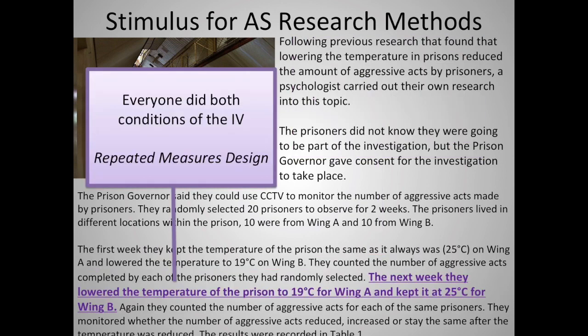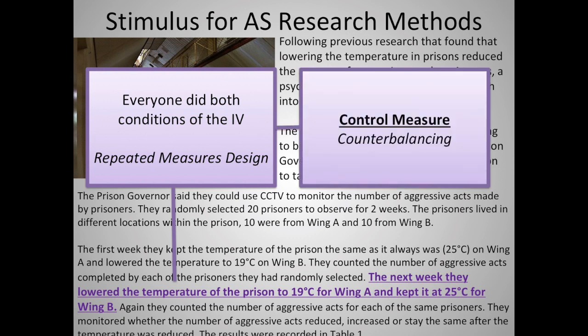Then I would underline where it says the next week they lowered the temperature of the prison to 19 degrees C for wing A and kept it at 25 degrees C for wing B, because this is telling me that everybody has experienced both conditions of the IV. And that means we know our experimental design, which would be repeated measures design. We can also see the control measure here of counterbalancing. So counterbalancing is where one group does condition A followed by condition B, and the other group does condition B followed by condition A, and that counterbalancing will control for the order effects of boredom, practice, and fatigue. So we can see that the different wings experience the different temperatures in a different order.